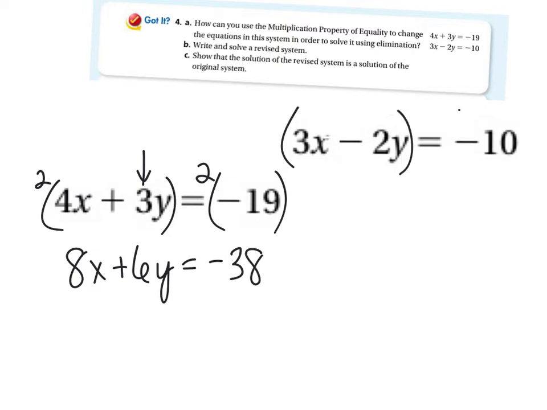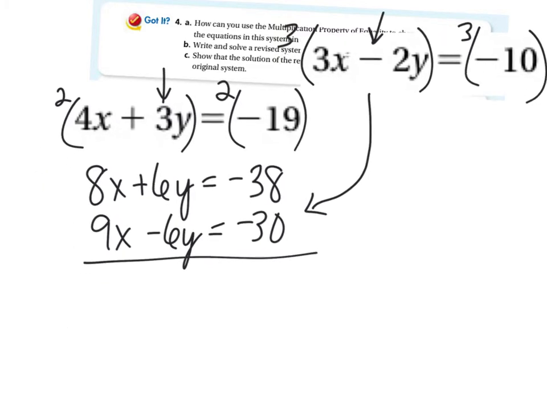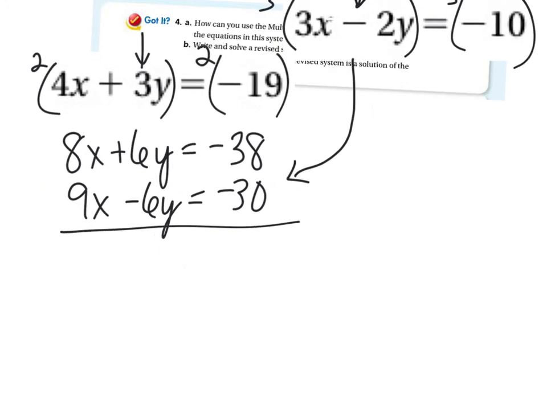Now remember, the other one has to be the opposite in order to cancel. So that was 6y. The other one needs to be a negative 6y. There's already a subtraction or negative sign here, so that sets up nicely. So if you want to multiply that by 3, it'd be 9x minus 6y equals negative 30. At that point, we can go ahead and combine those together. The y's are going to cancel.